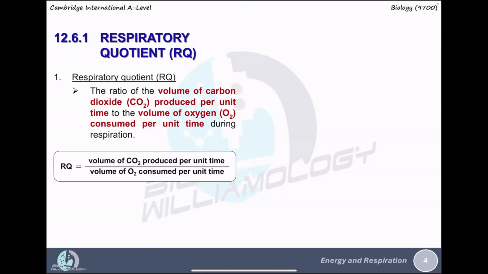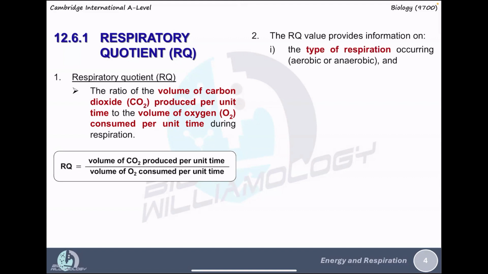So the formula given here, you can see that RQ equals the volume of CO2 produced per unit time divided by the volume of O2 consumed per unit time. So why is it so important to calculate respiratory quotient? The RQ value provides information on, first, the type of respiration, whether aerobic or anaerobic respiration, as well as the type of respiratory substrate used by the organism to carry out respiration.